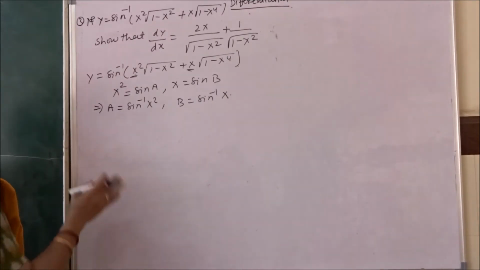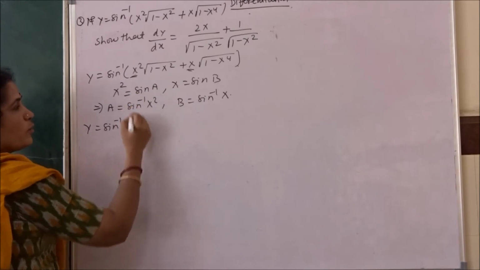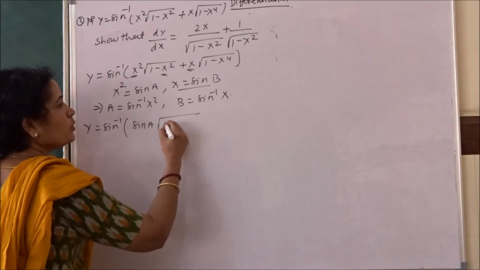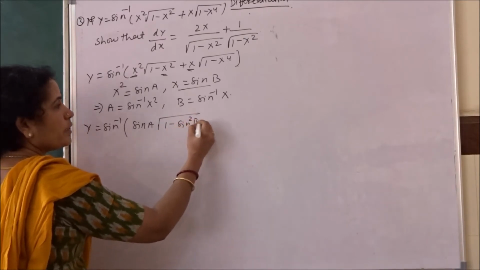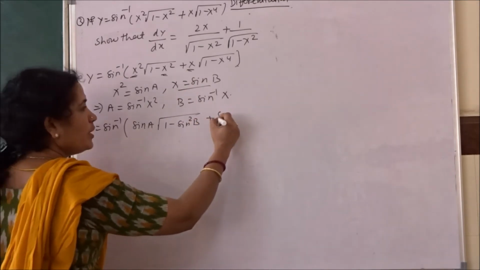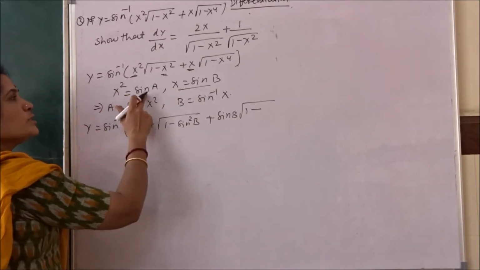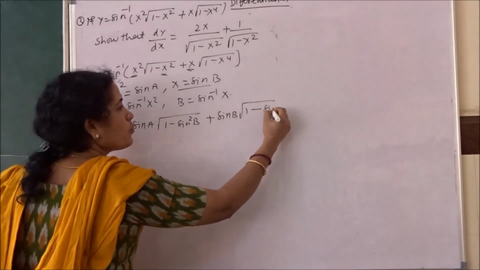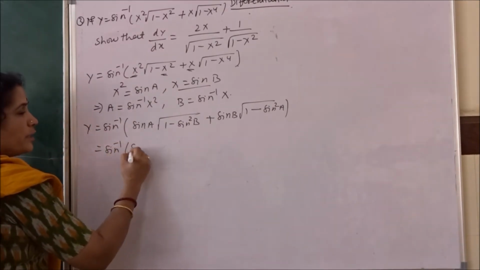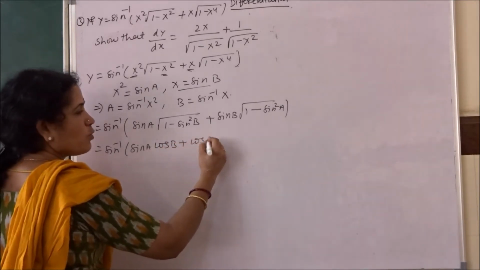Am I correct? Now, y equals sin inverse of x square. What is x square? Sin a. For this x, you have to give the substitution: under root of 1 minus sin square b. Am I correct? Then only you will get the formula. What is x? Sin b, into under root of 1 minus x square, which equals sin a. What would be x power 4? Sin square a. Otherwise you will not get the formula. Sin inverse of, we are getting sin a cos b plus cos a sin b.